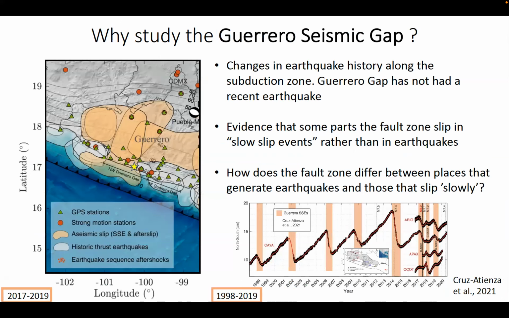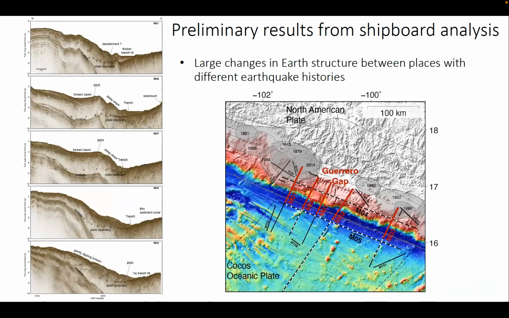So this is a very interesting place to study because the Guerrero Gap has not had a large earthquake for about 100 years, but it ruptures very regularly in very large slow slip events, whereas the neighboring segment ruptures regularly in magnitude greater than 7 earthquakes. So we don't understand very well this difference in megathrust slip behavior.